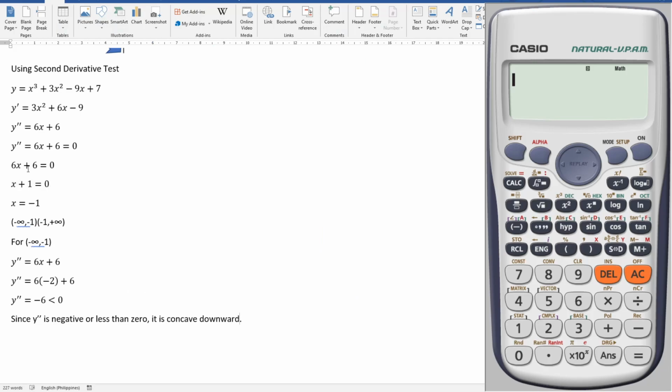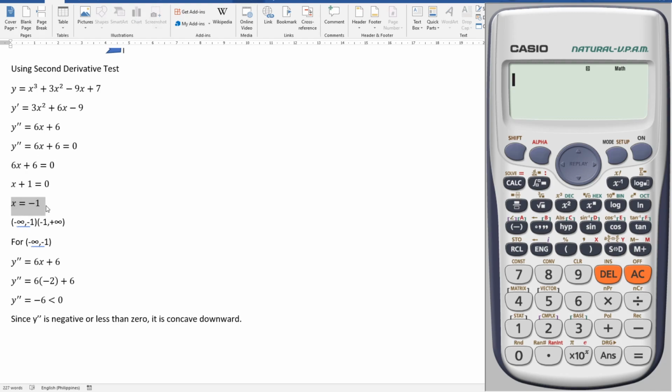So wala din ako napakita, no? Ang graph ako nakita. So sorry. So again, using the second derivative test, we have y is equals to that. And then solving for the y derivative, we have 6x plus 6. Solving and then equating that to 0. So we have this. Solving for x, we have this.